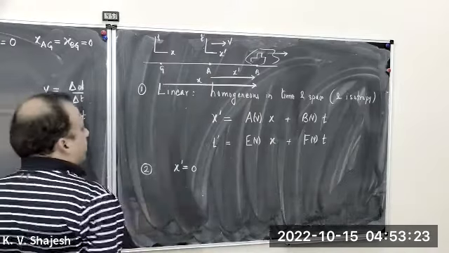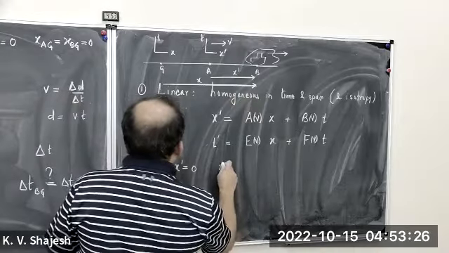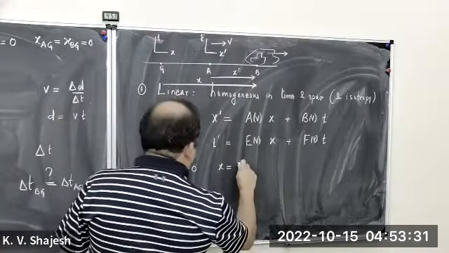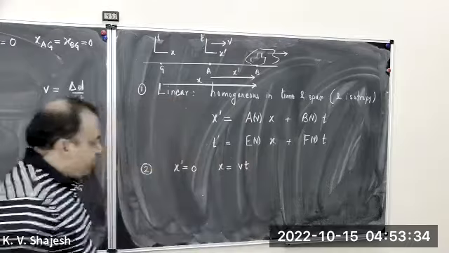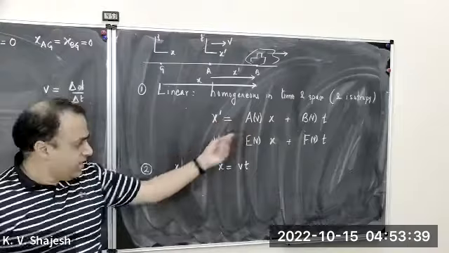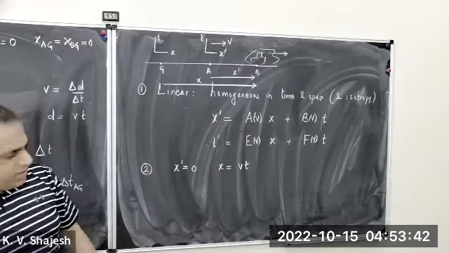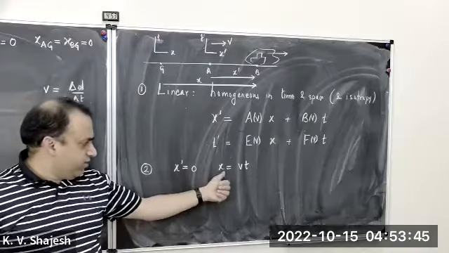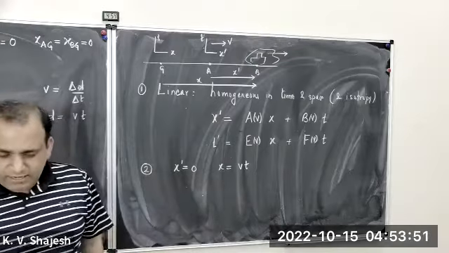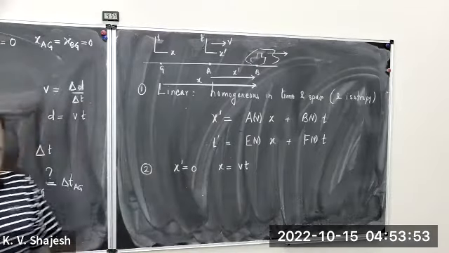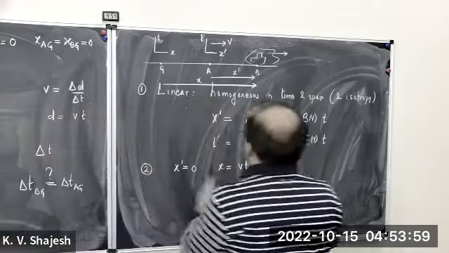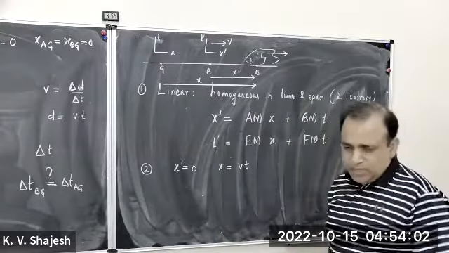Then what will G measure? G should measure X is equal to, since B is moving with A, VT. So this should be a solution of this. Whatever I propose as my solution here, A, B, E, and F, should satisfy this. Whenever X is equal to VT, I should get X prime equal to 0, or whenever X prime is equal to 0, I should get X equal to VT. So that's what I mean by logical consistency, that at least one of these should be satisfied. Whatever I propose here should be satisfied.